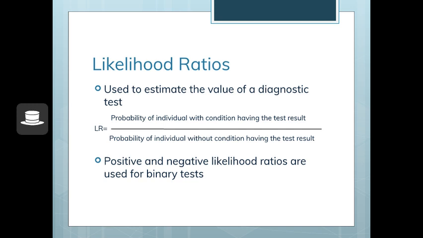The likelihood that an individual with a certain condition would have a specific test result compared to the likelihood that an individual without that same condition would have the same test result. Typically, there are positive and negative likelihood ratios, and this is for tests that have a binary result, something that's positive or negative. But you could also compute likelihood ratios for a range of results, or multi-level likelihood ratios. So for example, if you had a test that gave you no diagnosis, mild, moderate, and severe, you could calculate a likelihood ratio for each of those levels.